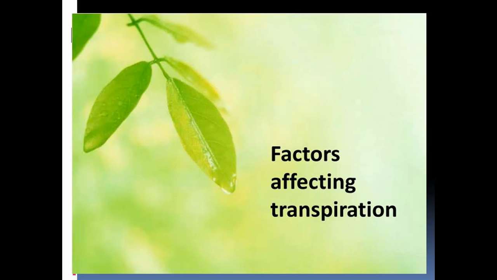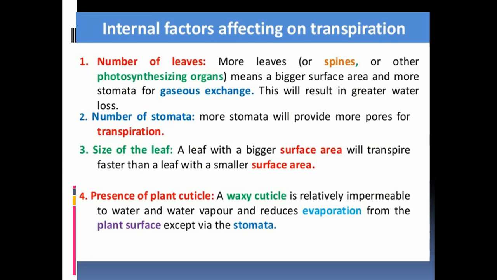Next we come to factors affecting transpiration. This is a very interesting topic. Here we will see that there are two types of factors that affect transpiration. Some internal factors affect the rate of transpiration. The first internal factor is the number of leaves. The more leaves on the surface of the plant, the more transpiration there will be.